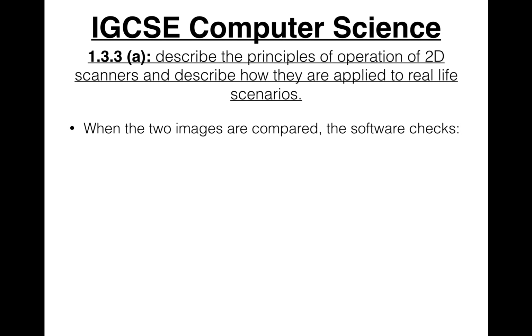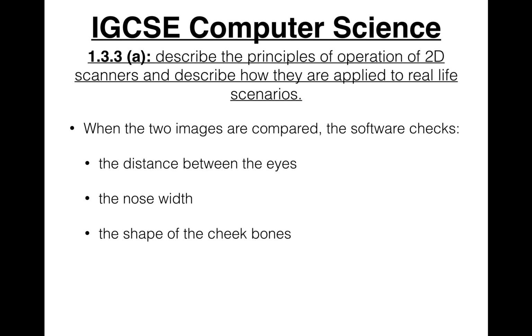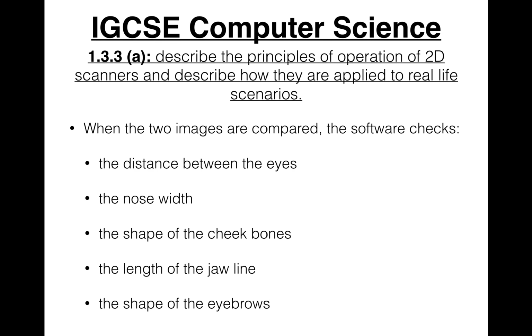So this is how it works. When the two images are compared, software will check the distance between the eyes in both images, the nose width, the shape of the cheekbones, the length of the jawline, and the shape of the eyebrows. This is all for security in an airport, if they want to check that you are the same person from the passport that you're using, just to make sure that it is actually you and that you're not stealing somebody's passport, then they will do that just for security.